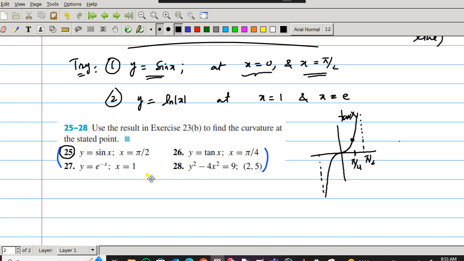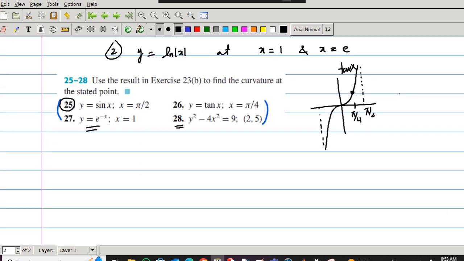And what will you do at 28? 27 is fine, but look at 28. Let me give you the solution for that. Why is this 28 different? Because in 28, y equals f(x) is not given. You can see that it is implicit, so you have to use 3.1. This is an implicit function, so I need implicit differentiation.